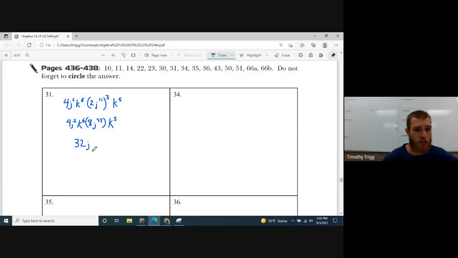Then we're going to have j to the power of what? Well, we can add this j squared with these 33 j's right here. So that's going to be j to the 35. Then k to the power of what? Well, we have 6 and then 5 more. That's 11 k's multiplied together. 34.